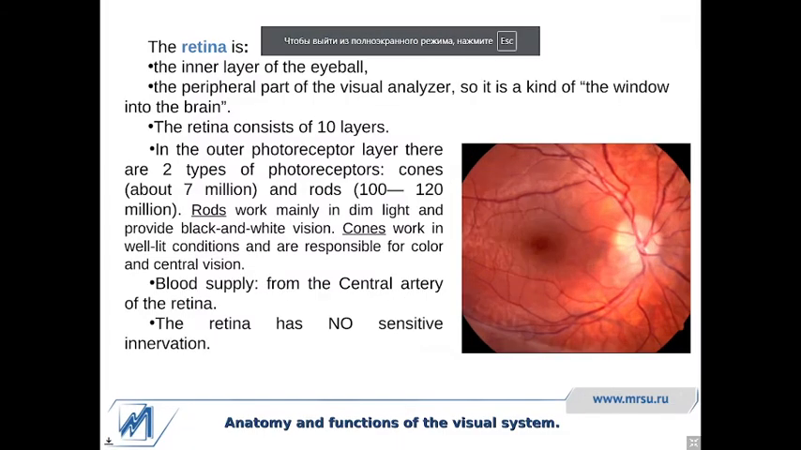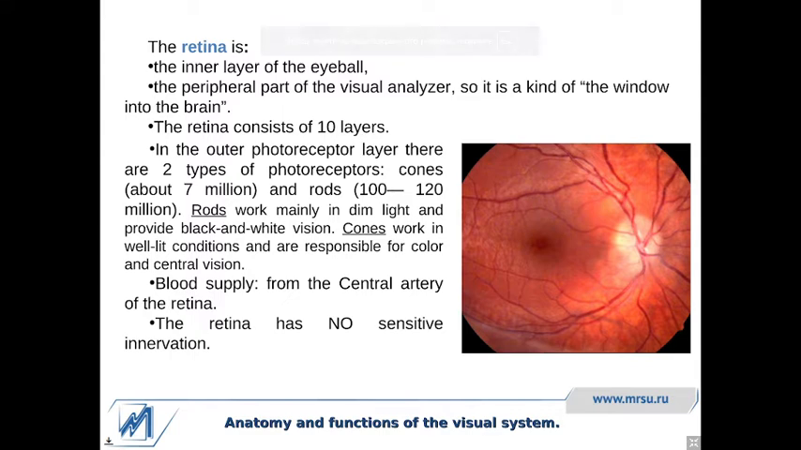Remember that the retina is the inner layer of the eyeball wall, the peripheral part of the visual analyzer, of course, and there are three first neurons of the whole visual analyzer in the retina. It is something like a window into the brain. The retina consists anatomically of 10 layers, not 5, not 2, not 3, but 10 layers. In the outer photoreceptor layer, there are two types of photoreceptors, cones and rods. They have their own specifics. Rods work mainly in dim light, cones work in bright light. Rods provide black and white vision, cones provide color and central vision.